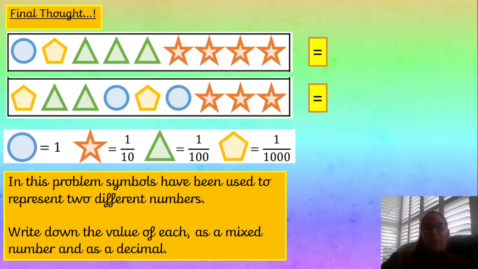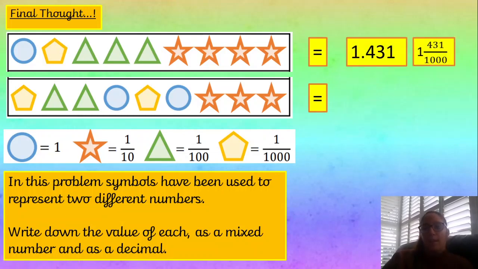Okay, so for number 1, we can see that we've got 1 blue circle which represents 1 whole. Okay, we've got our tenths next, and we've got 4 tenths. We've got 3 hundredths, and we've got 1 thousandth. So our answer is 1.431, or 1 whole and 431 thousandths.